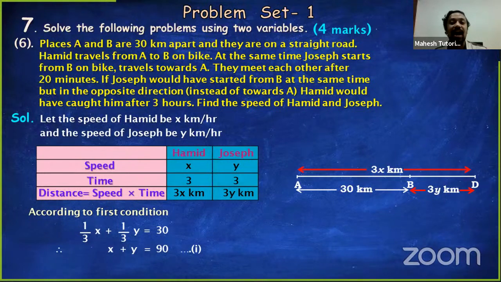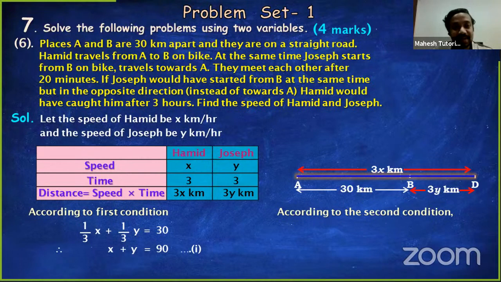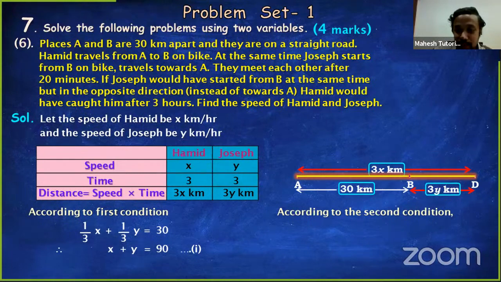Now, students, if you look at the diagram very carefully, all terms are in terms of kilometer itself. So now we can easily add them. So according to the second condition, the entire distance AD is 3x kilometer. But that entire distance AD is made up of two parts. First one is AB, and that AB is how much kilometers, students? 30 kilometers. And the remaining portion BD is how much kilometer? 3y kilometer. So if we combine the distance of AB and BD, we get the total distance of AD.